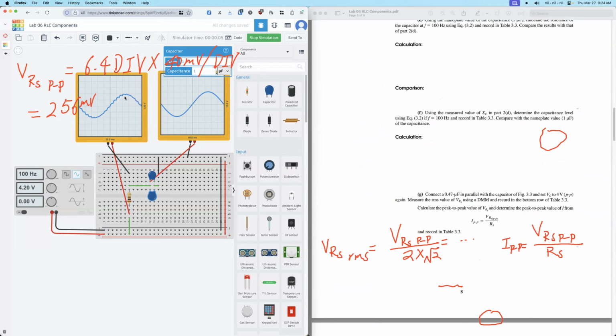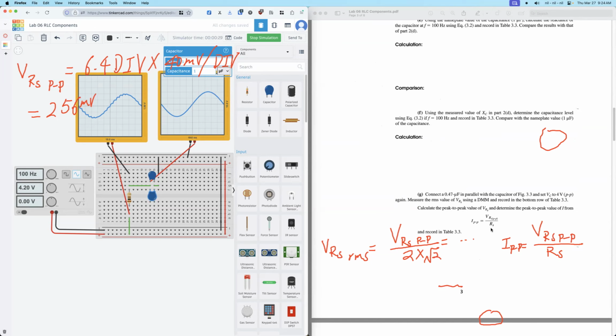So RS changed. You can see the setting is 1 volt from top to bottom, so each division is 0.1 volts. Then this one from top to bottom: 1, 2, 3, 4. So almost 4 divisions. So that's 0.4 volts.